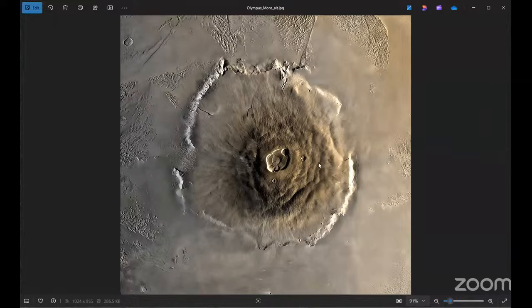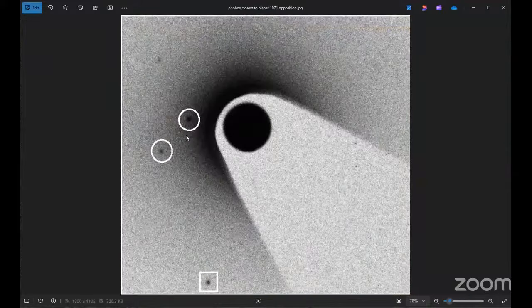Just a couple images. Olympus Mons, the largest mountain volcano on Mars. It's the largest in the solar system, actually. Olympus Mons, this base, if you can see around this, would be the size of the entire country of France, just to give you an idea of how large Olympus Mons is. Another image of Phobos and Deimos, the two moons of Mars.